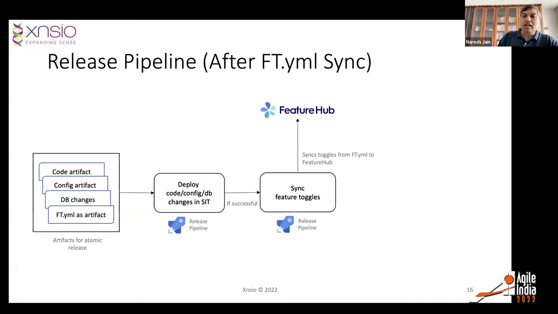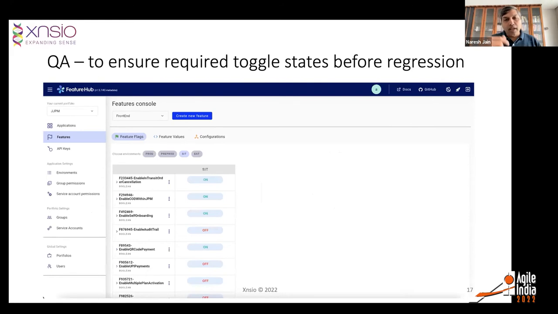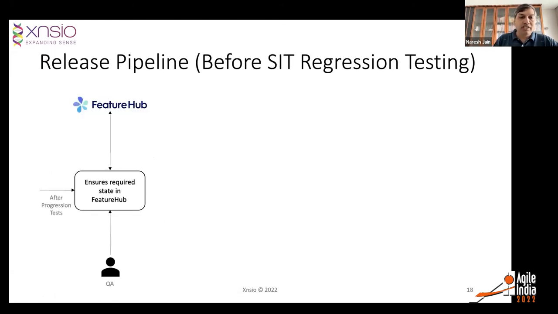Once the syncing is done, either a set of automated tests or a set of manual tests could run. You would do the progression testing at this stage. During progression testing you can keep toggling on and off, making sure the feature works fine in both the on and off states. But before you start your actual regression testing, where you are saying this is good to go, you need to set the toggles to whatever state you want to promote to the next environment. Once you've established that in Feature Hub, you kick off your regression testing.